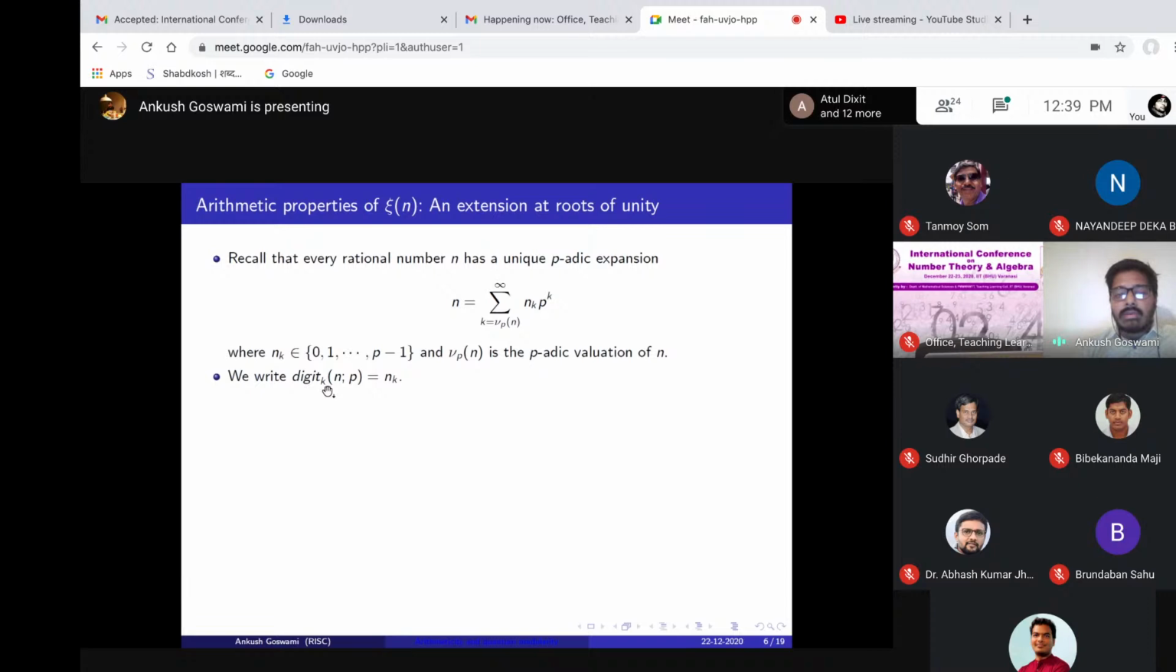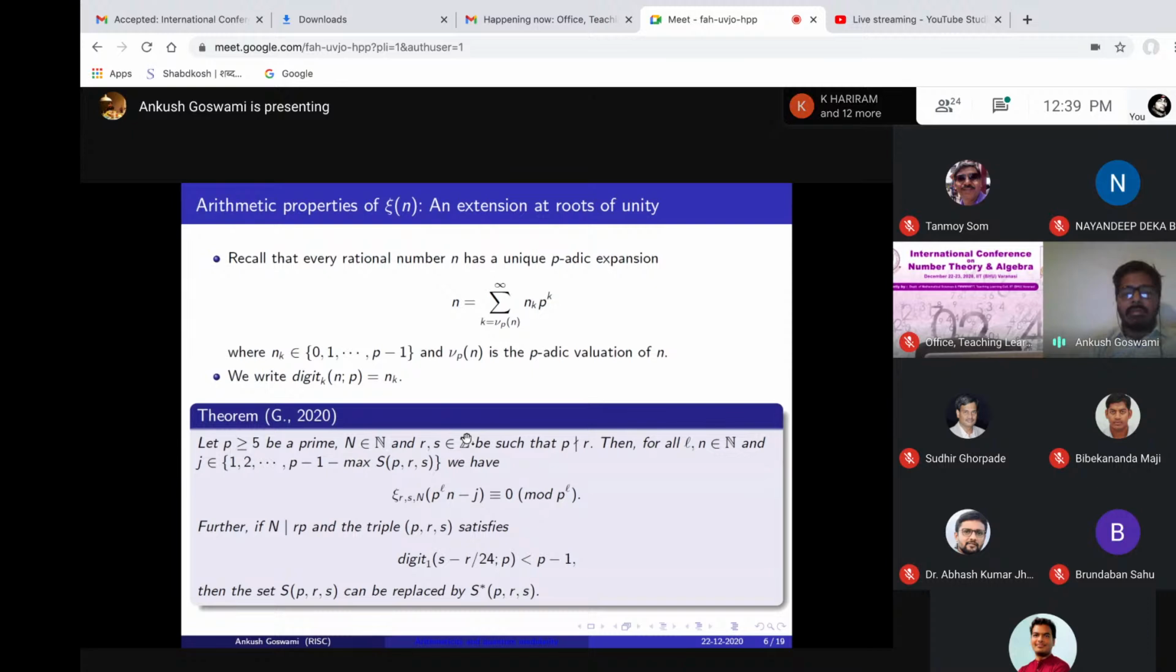And then the result is: if p ≥ 5 is a prime, n is a natural number, and r and s are certain integers such that p does not divide r, then for all natural numbers L and N, and if j belongs to 1, 2, all the way up to p − 1, excluding the set that you saw in the previous slide, we have for each j this congruence for the generalized Fishburn numbers mod p^L. So this is the first part of the theorem.